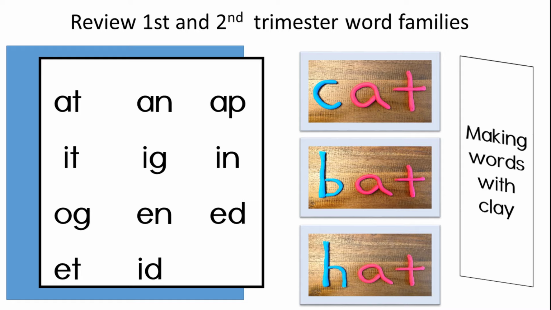In case you wanted to review the first and second trimester word families with your kids, I included those here at the end of our video with making words with clay activity. In this example, we see cat, bat, and hat.